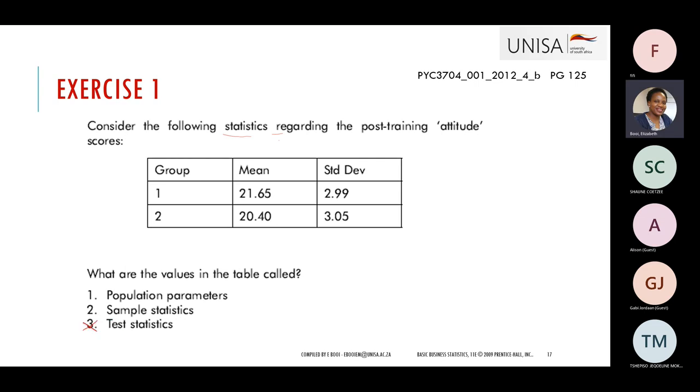It is not a test statistic, because a test statistic is either a Z-test or a t-test that you calculated. It is not a population, because from group one and group two, we always use the sample statistics, not the population parameters. Already on here, they told you that the following statistics come from the sample, because this will be your sample mean and your sample standard deviation.